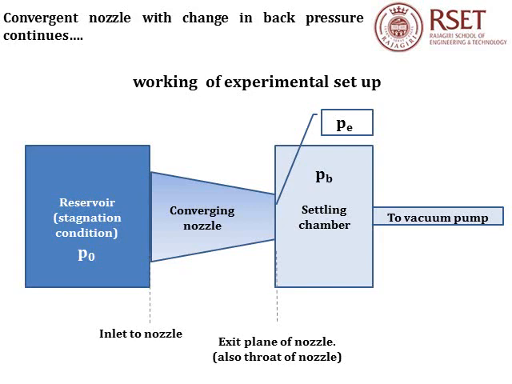PB represents the back pressure inside the settling chamber. PE represents the pressure at the exit plane of the nozzle, which is also the throat of the nozzle. P0 is the stagnation pressure.